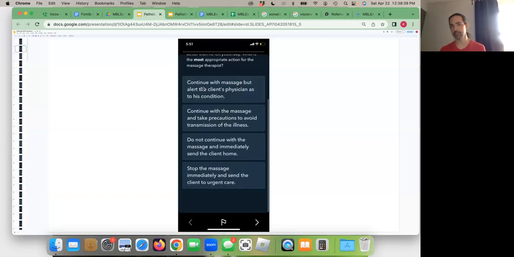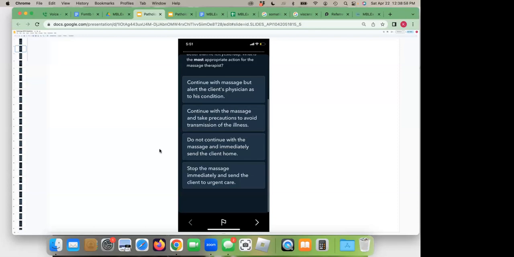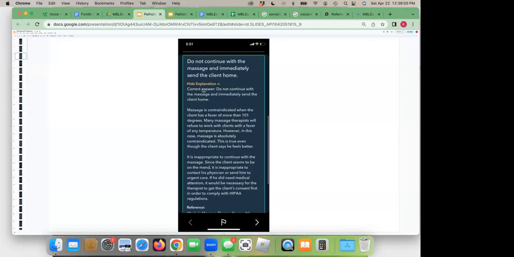Continue with the massage, but alert the client's physician to his condition. Continue with the massage and take precautions to avoid transmission of the illness. Do not continue with the massage and immediately send the client home. Or stop the massage and immediately send the client to urgent care. Which one do you guys think it is? A, B, C, or D? Third one, the C? Yeah, send them home.